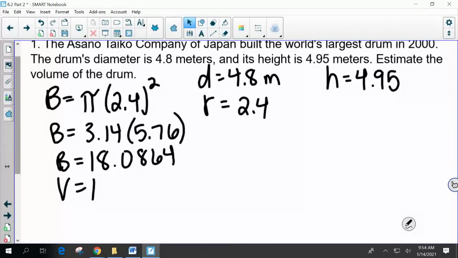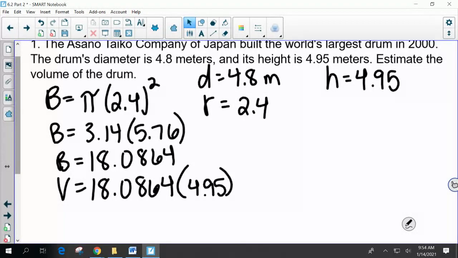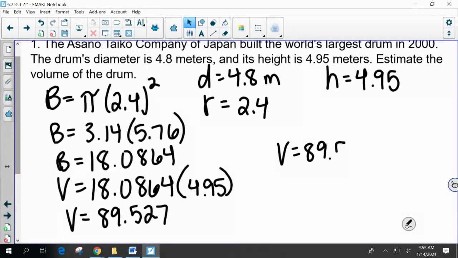So my volume will be 18.0864 times 4.95. Multiply those. 89.52768. Okay, so 89.527. So if I were to round to the tenth, I would have 89.5 meters. And then what do I always have to put with volume? A cube.